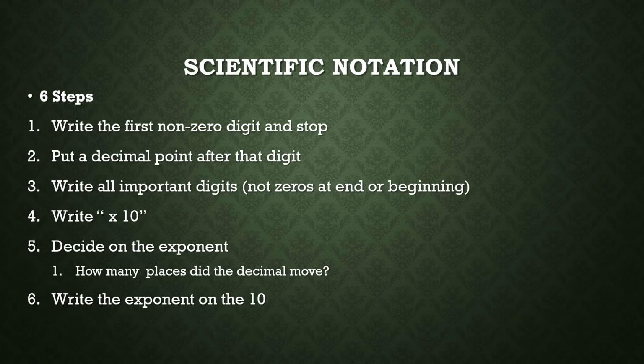So when writing in scientific notation, there are 6 steps. Step 1, write the first non-zero digit and stop. Step 2, put a decimal point after that digit. Step 3, write all your important digits. So not the zeros at the end or the beginning. Step 4, write times 10. Step 5, decide on the exponent.